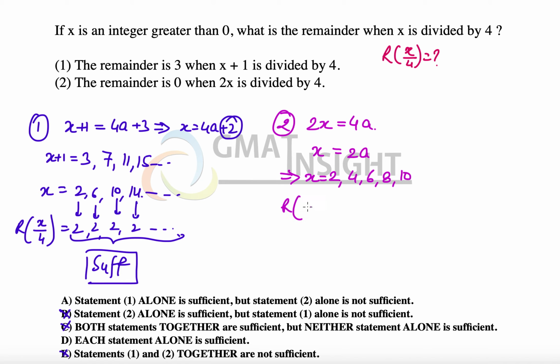But when the remainder is calculated on dividing x by 4, the remainder can be 2 or it can be 0. So there are these two possibilities always. There is no consistent answer, and hence the second statement alone is not sufficient to answer the question.